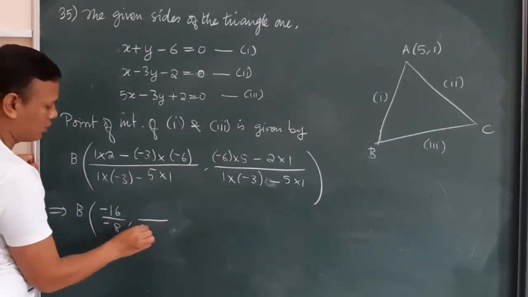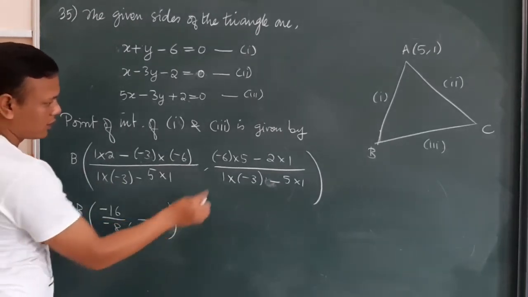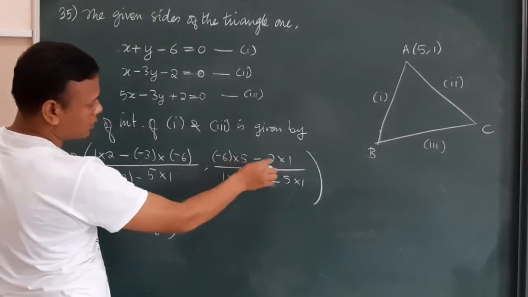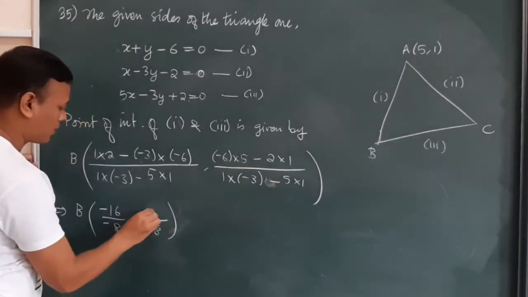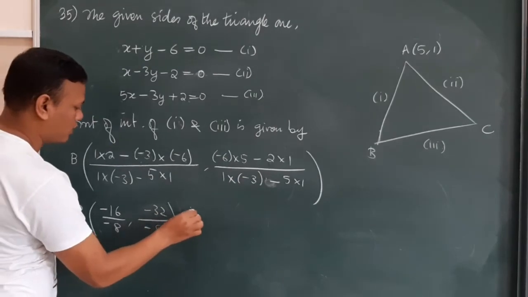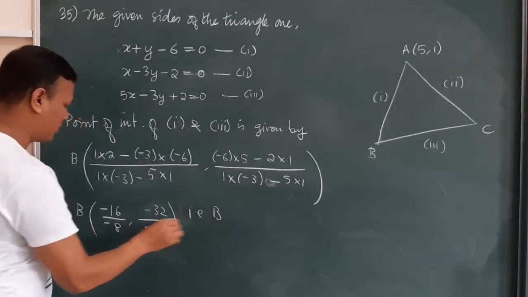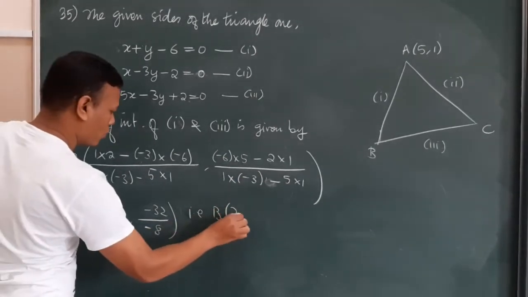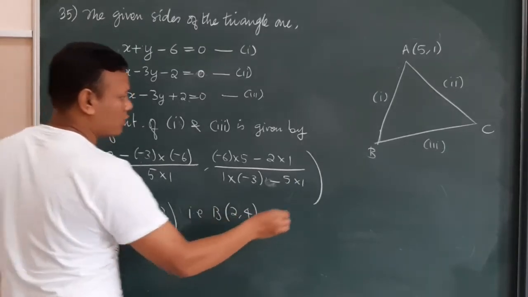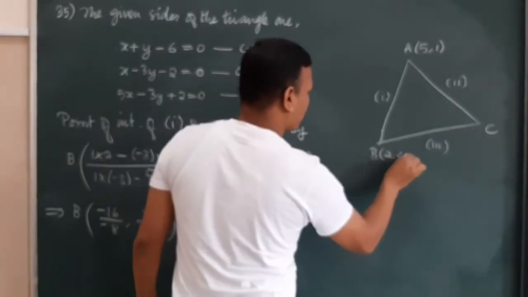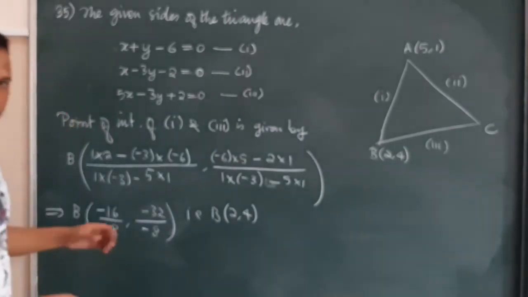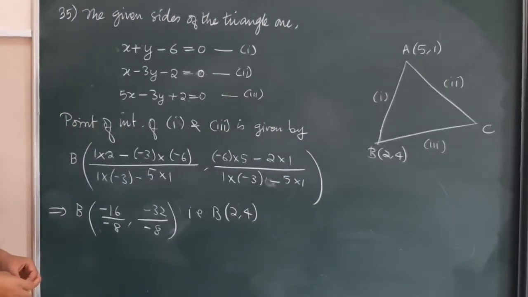Similarly here the denominator will be minus 8, here this is 30 minus 30, minus 2 is minus 32. That is, after cancellation you will see that B is 2 comma 4, right? So this is my 2 comma 4. Okay, so pause the video to note down.